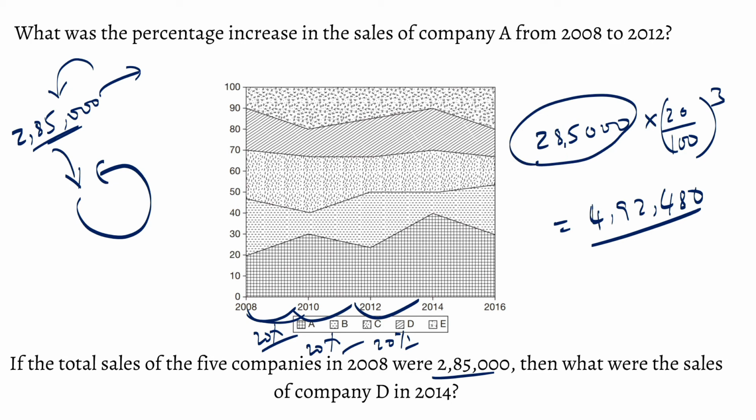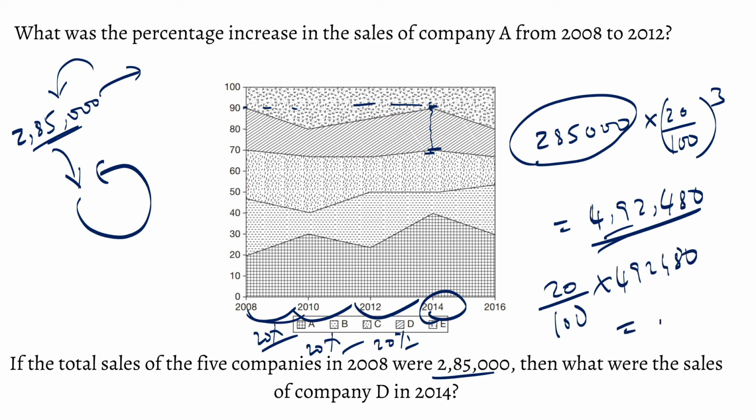What are we asked? We are asked to find out the sales of company D in 2014. If you observe in 2014, what is the percentage of company D? See this gap from 70 to 90, right? This is 70, this is 90, so 20%. So 20% is the percentage of sales, right? So 20% of 4,92,480 will be equal to 98,500. So the sales of D is 98,500 in 2014.